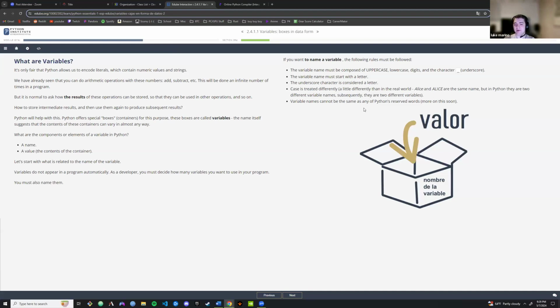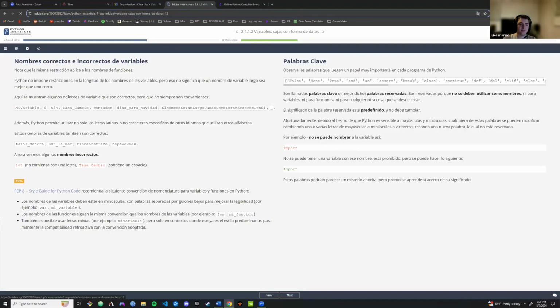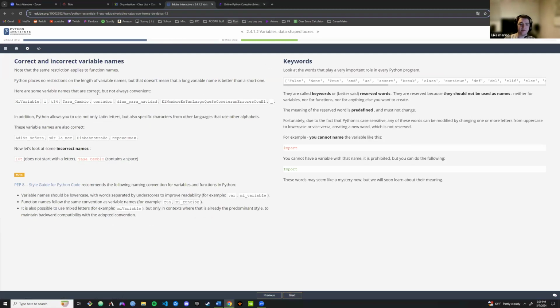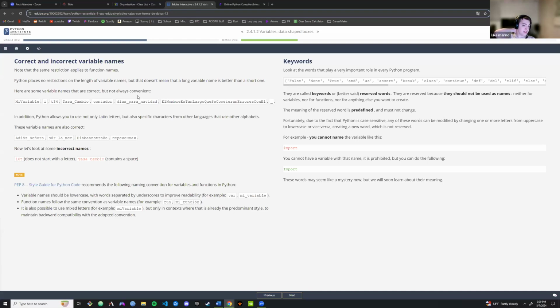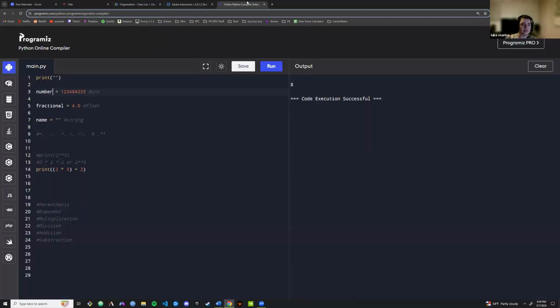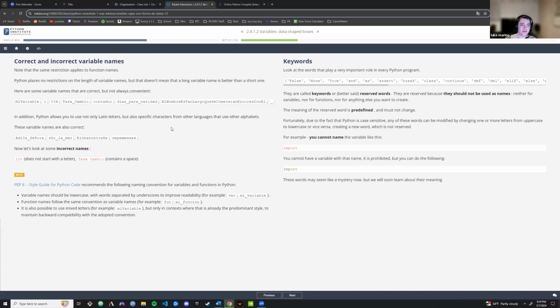Variable names cannot be the same as any of Python's reserved words. We'll talk about reserved words a little bit more. To put it simply, they're just special words that Python doesn't want you to have access to. So we can't, pretty sure we can't name this. No, we can. Yeah, so the same restriction applies to function names as well. I'm not going to talk about functions today, I believe, but actually no, yeah, we can. This is a function. You can't name this. If you were to create a function, you can't have the function name be that. So it follows the same rules as variable names.